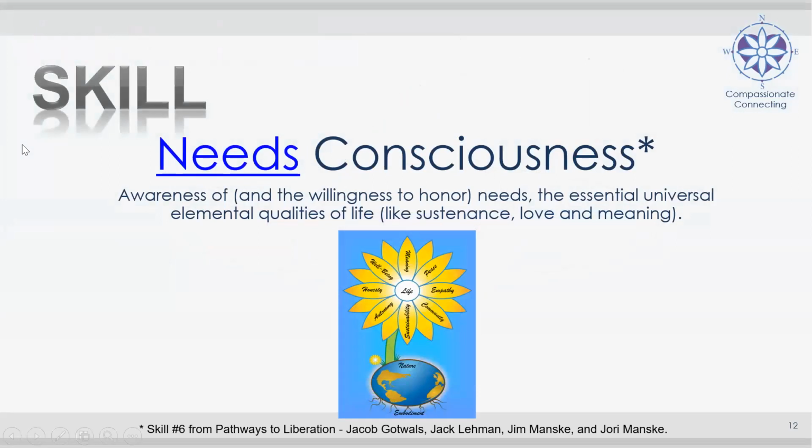And we're going to be starting with the skill, which I'm borrowing from this list of skills from Pathways to Liberation. And this is actually a book now, authored by Jim Manske. I can't remember exactly what it's called, but it's a book on the matrix of practicing nonviolent communication. So needs consciousness: awareness, and willingness to honor needs, the essential, universal, elemental qualities of life, like sustenance, love, and meaning. So what a beautiful thing to have our children grow up with this language of needs, talking about meaningful things like sustenance, education, love, and sense of community.